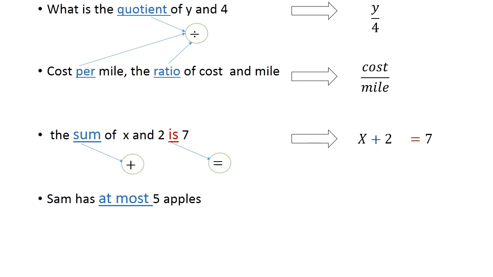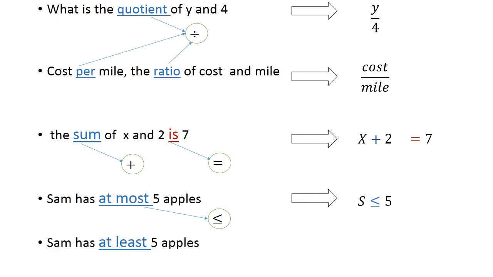Sam has at most 5 apples. When we see the keyword at most, we are going to think about less than or equal. Then this phrase means that the maximum number of apples that Sam has is 5 or less. Then the equation can be written as following: S less than or equal 5.